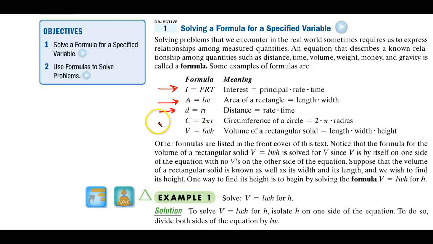And the circumference of a circle, this is sort of the perimeter around a circle, is 2 pi r. And you might recall that 2r is actually the diameter of a circle. So this formula is sometimes modified to circumference equals pi d, where d is 2 radii. And then a traditional one is volume is length times width times height. I'm going to give you another that we'll use later.